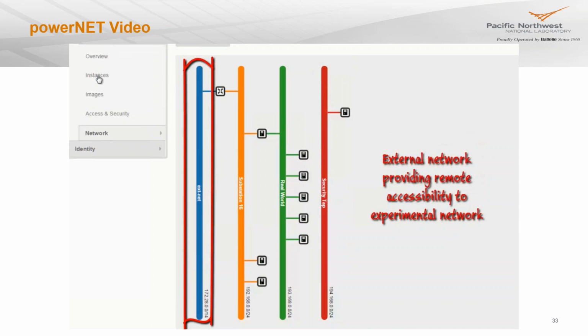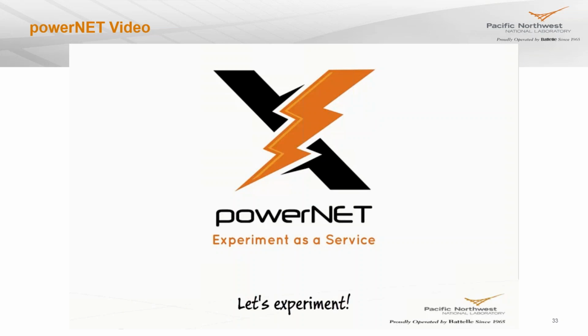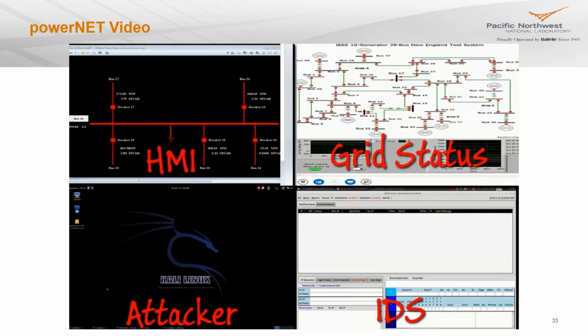So they have a security network as well. The last network is the experimental network. This is an artifact necessary for experimentation, but will not be involved in the experiment. So let's see what happens.